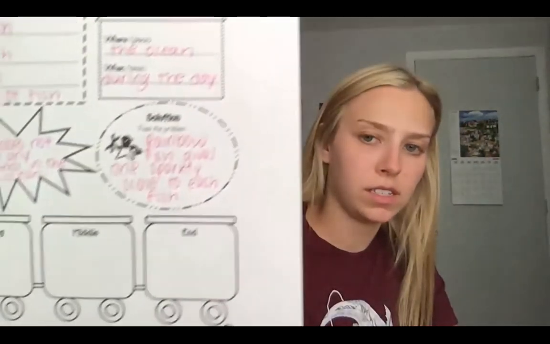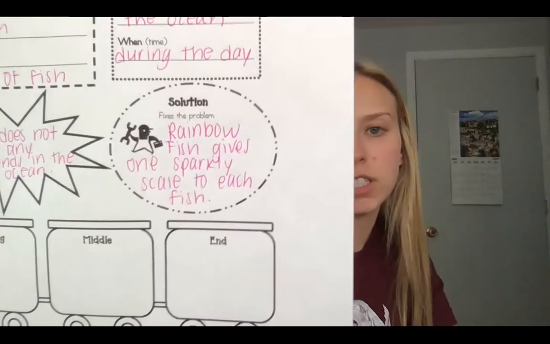At the end, how does Rainbow Fish make friends? What does he do? So at the end, Rainbow Fish, this will be your solution, gives one sparkly scale to each fish. And that's how he ends up making friends at the end. He's giving one sparkly scale to each fish.